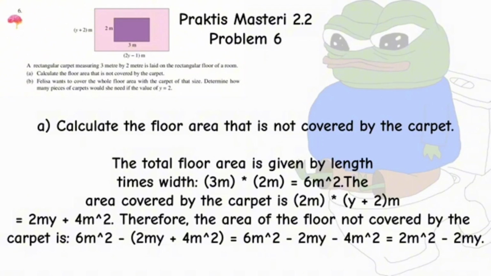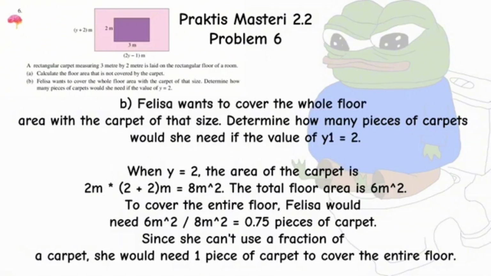Therefore, the area of the floor not covered by the carpet is 6 square meters − (2m + 4) square meters, equals 6 square meters − 2m − 4 square meters, equals 2 square meters − 2m. b) Felisa wants to cover the whole floor area with a carpet of that size. Determine how many pieces of carpet she would need if the value of y equals 2.